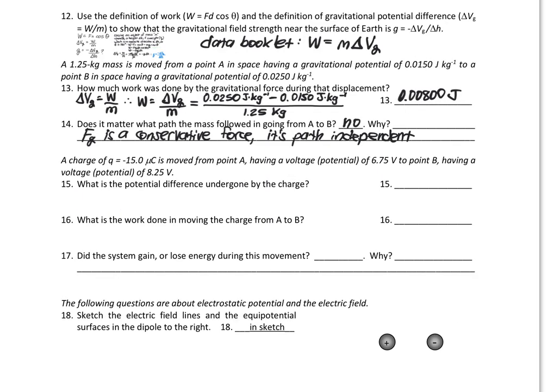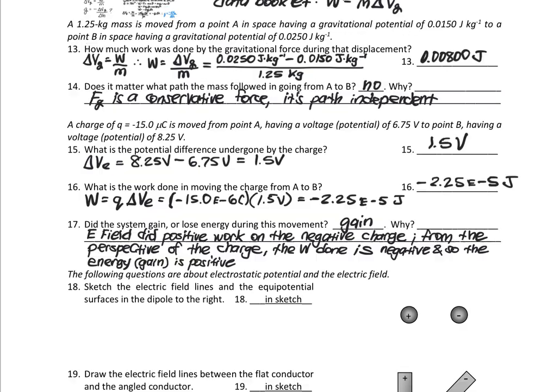They give us the charge is negative 15 microcoulombs, and it goes from A, where its potential is 6.75 volts, to point B, with a potential of 8.25 volts, and it wants the potential difference by that move. Well, you just take the difference in the potentials. So 15, the potential difference is 1.5 volts. Then for 16, to get the work done, you just multiply the charge times that potential difference. We wind up with a negative work because the charge is negative.